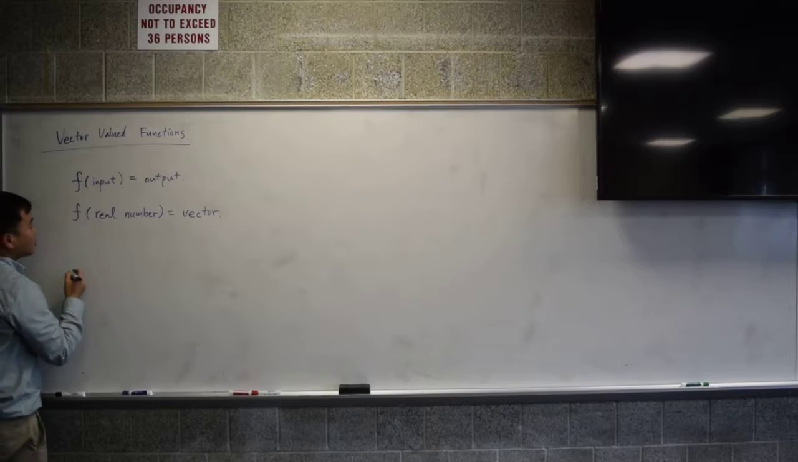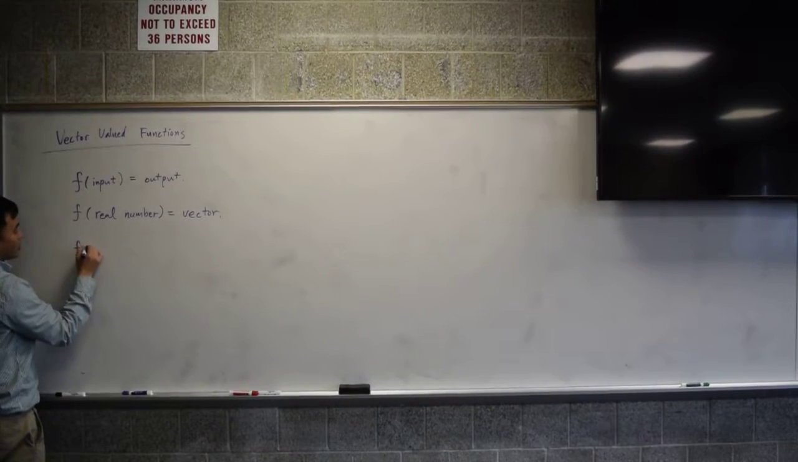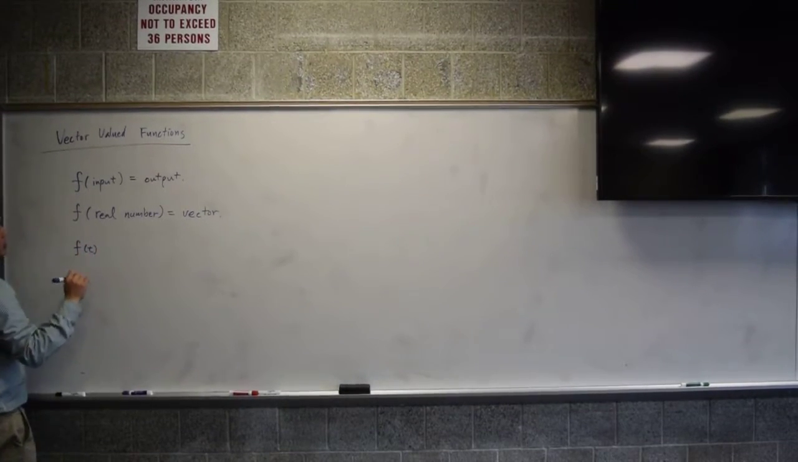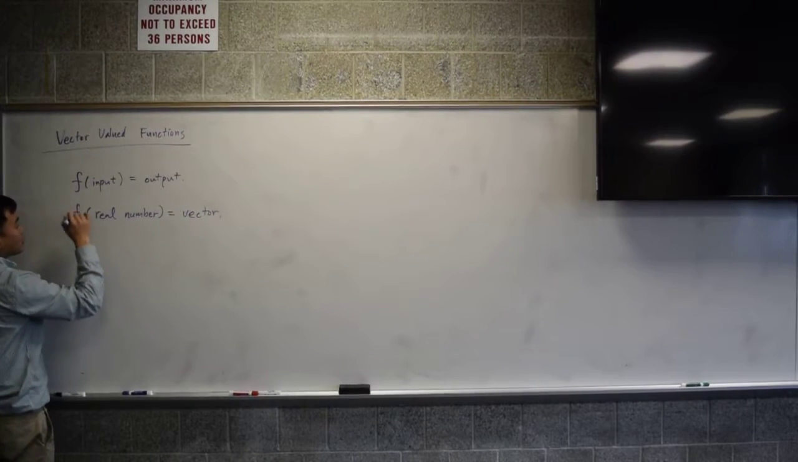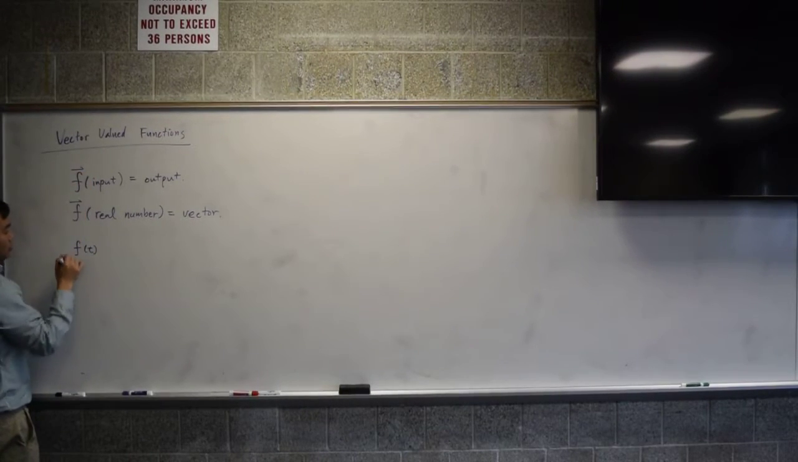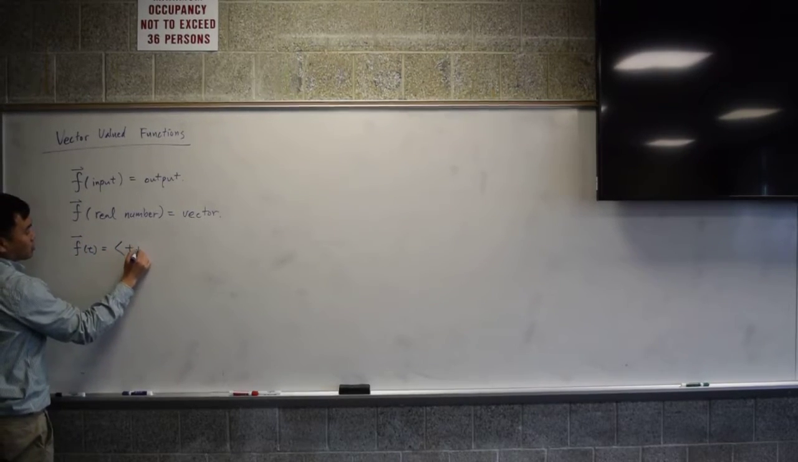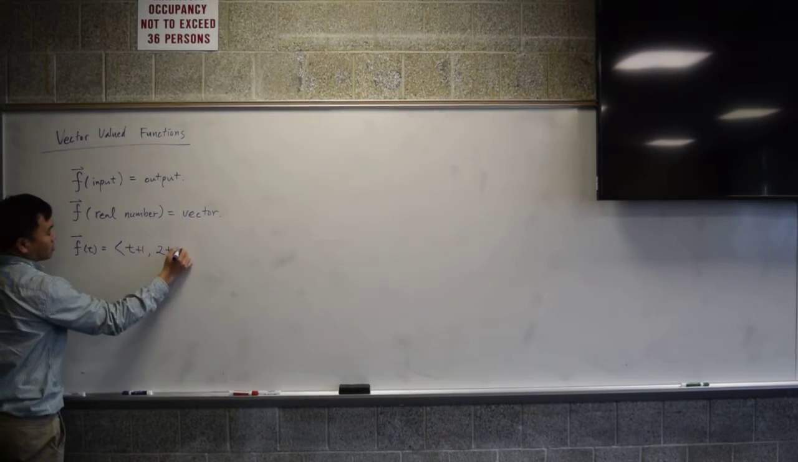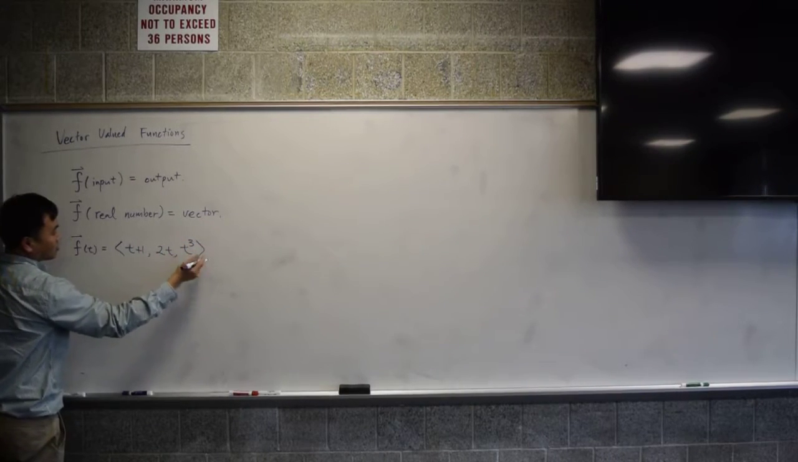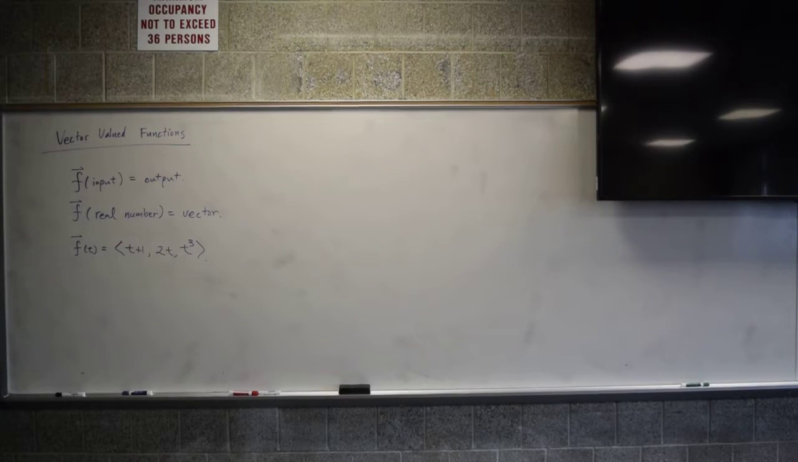So here's an example. F of t, and since the result is a vector, usually you want to write something like this. F of t is, say, (t plus 1, 2t, t cubed). That is a vector valued function because it takes a single number and gives you back three numbers, which makes up a vector.